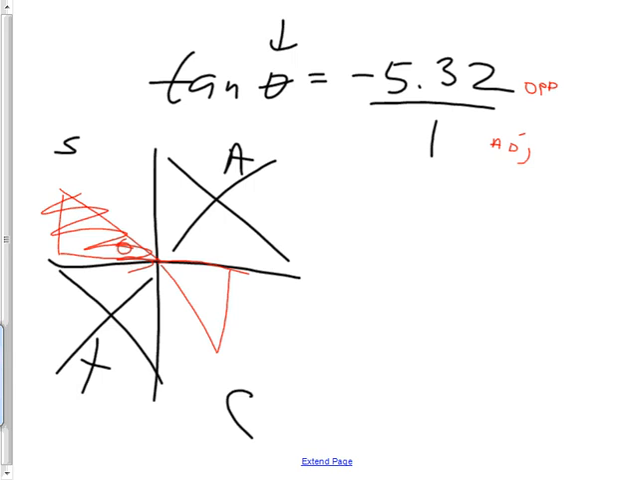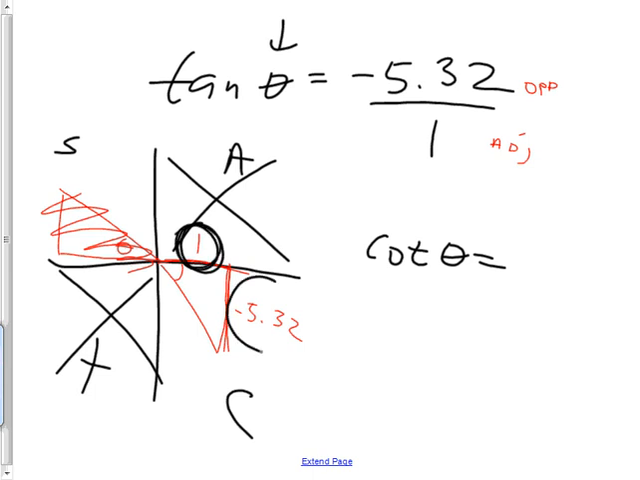So tangent's opposite over adjacent. Opposite side from this angle right here is negative 5.32. Now that makes sense that it's negative. And then the adjacent side is 1. And then, do I really need to find the third side, though? No, because the question asks for cotangent. What's cotangent compared to tangent? It's just a flip. Okay? Cotangent compared to tangent, just flip it. So the cotangent of this angle is, instead of opposite over adjacent, it's adjacent over opposite. So it's that over that.